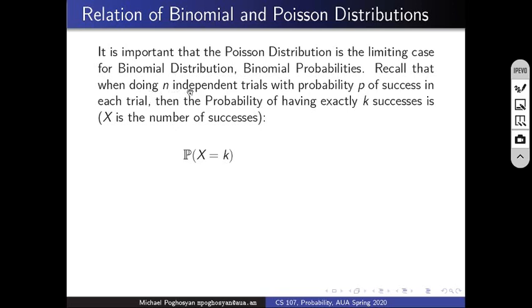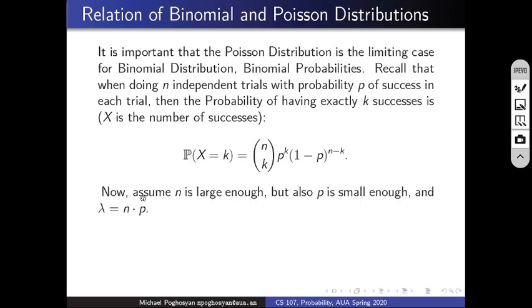Recall that when doing n independent trials with probability p of success in each trial, so we have an experiment, a simple experiment, an event called success. The probability of that success is p in each experiment. We are doing that experiment n times independently, so we have n trials. Then the probability of having exactly k successes, by x we are denoting the number of successes, is given by our famous binomial probabilities.